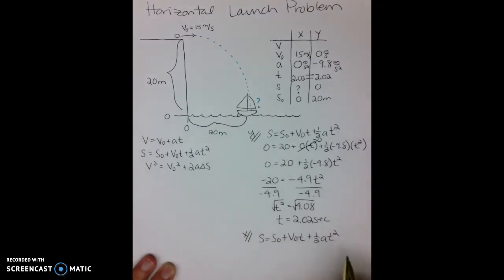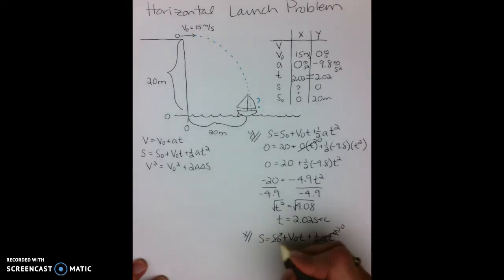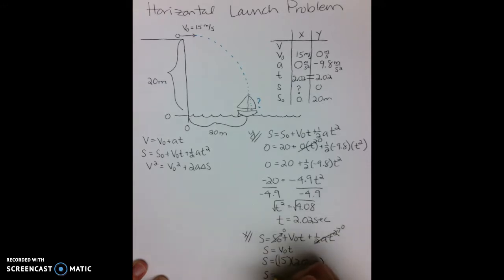So I have s is equal to s naught plus v0t plus 1/2 at squared. And the nice thing about this is the acceleration in the x direction is 0, and so this whole piece goes away because 0 times anything is 0. And my initial position in the x direction is also 0. So my equation ends up being s is equal to v0 times t. So s is going to be equal to 15 times the time, 2.02 seconds, which leaves me with a distance of 30.3 meters.